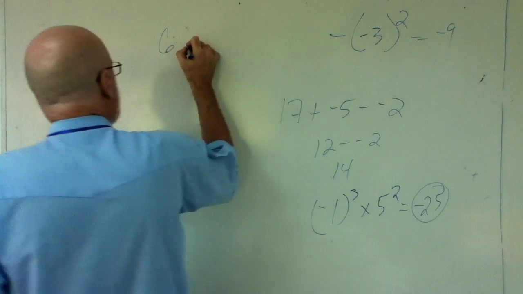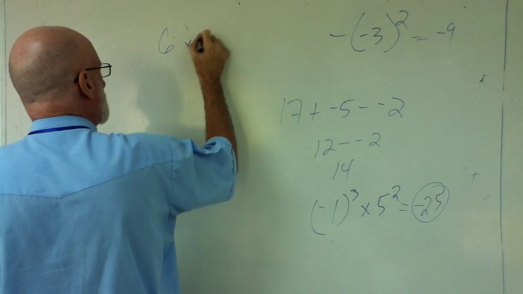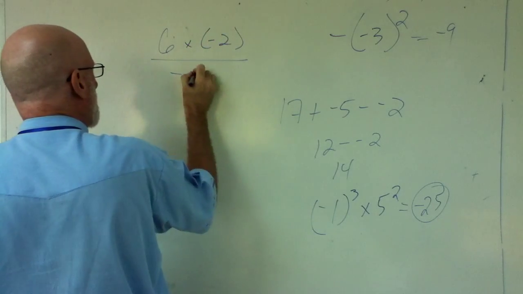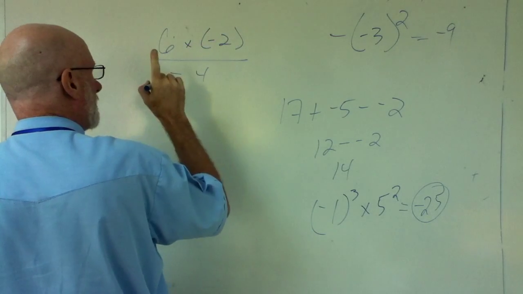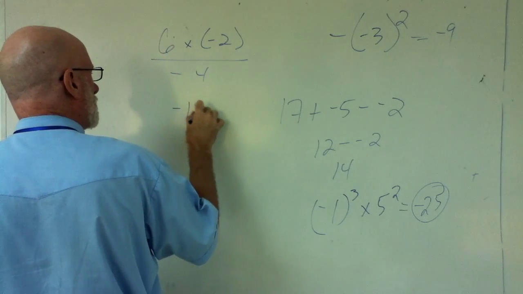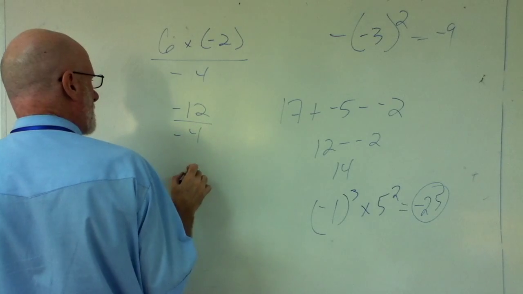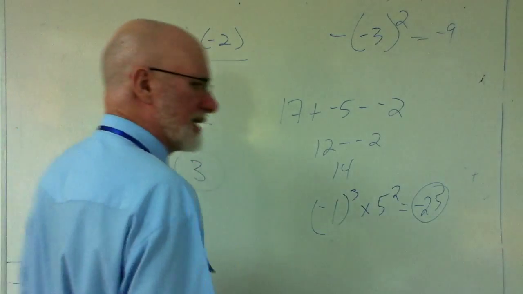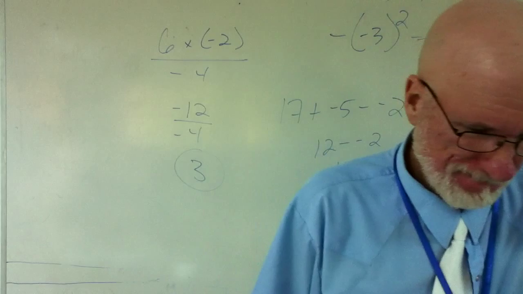How about 6 times negative 2 divided by negative 4? Is that right? Yes. Excellent. So negative 12 over negative 4 is positive 3. Right? Yes.